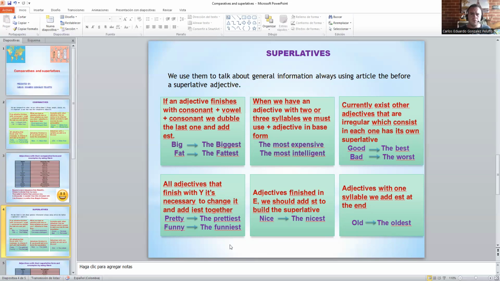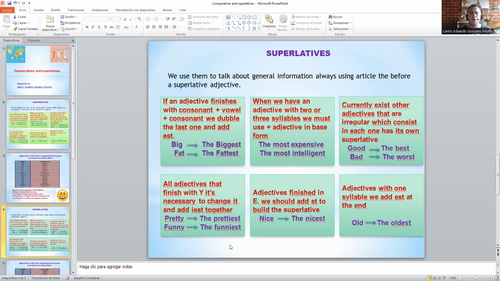The same rules apply. If we have an adjective with consonant, vowel, consonant, we double the last consonant and add the termination est, but in this case before the article the. The article the, est, and we add est on this kind of adjective. The oldest person, the biggest city, the farthest person I have known.